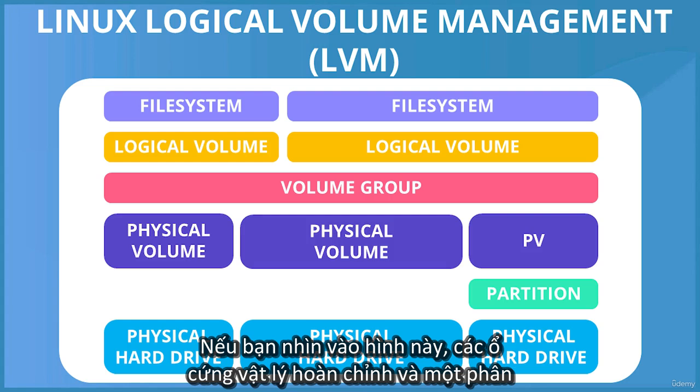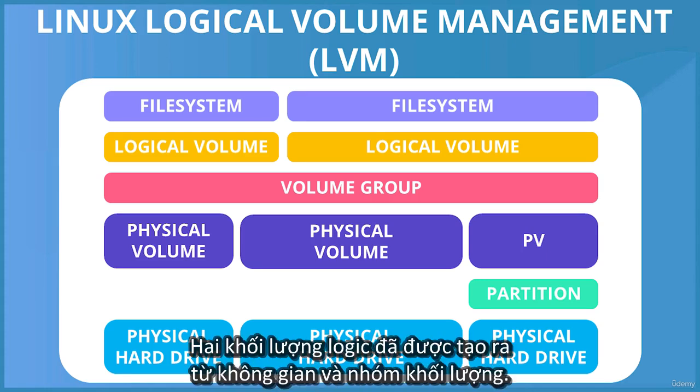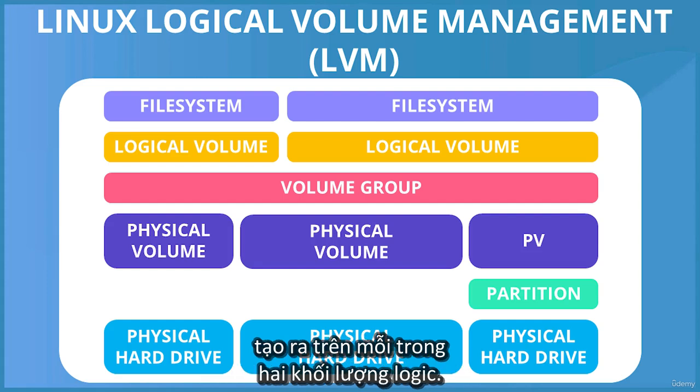If you look at this figure, 2 complete physical hard drives and 1 partition from a third hard drive have all been combined into a single volume group. 2 logical volumes have been created from the space in the volume group, and a file system such as ext3 or ext4 has been created on each of the 2 logical volumes.